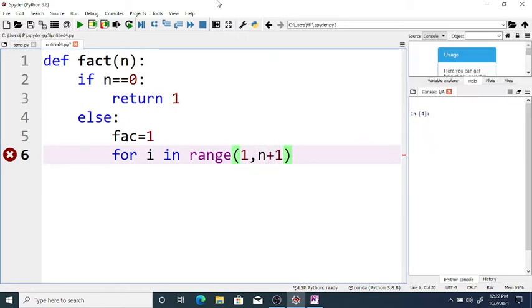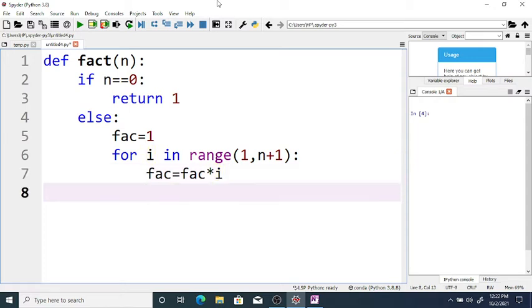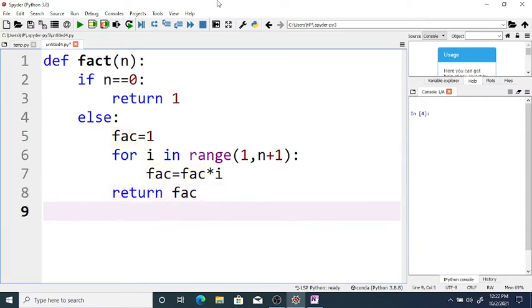What is the factorial? Factorial is nothing but the product of all positive integers less than or equal to n. So fac is equal to fac into i. Okay, and finally we want to return this, return fac.